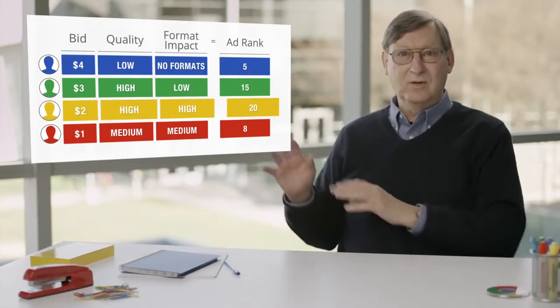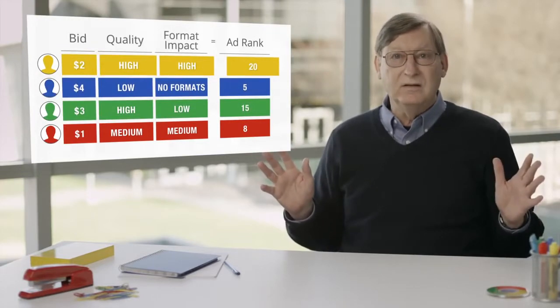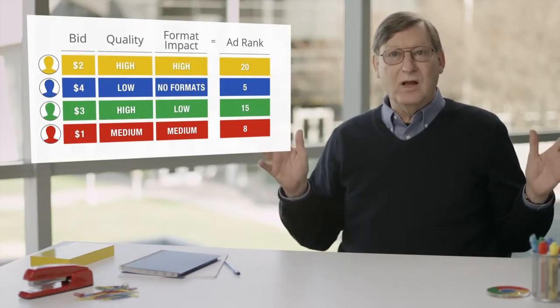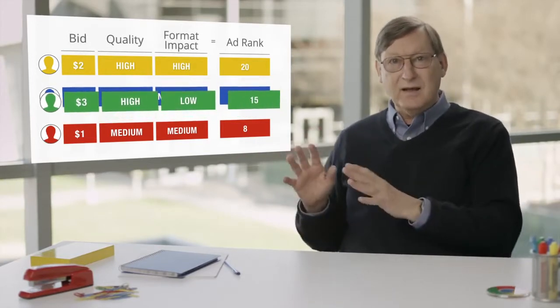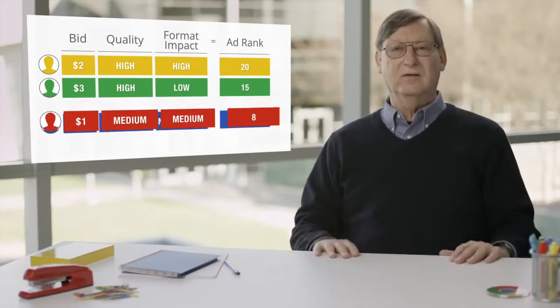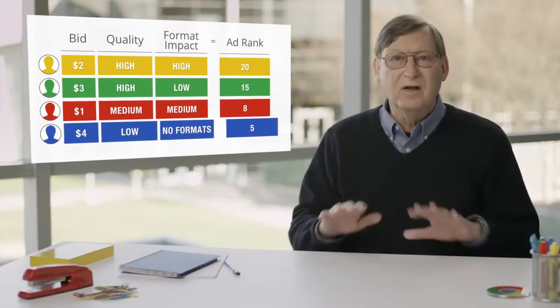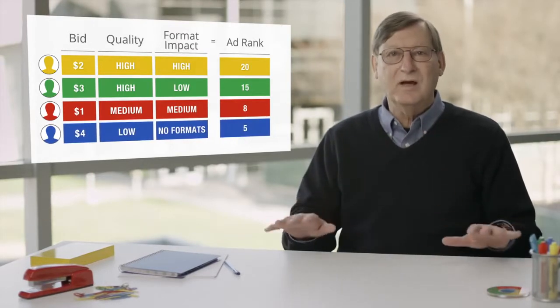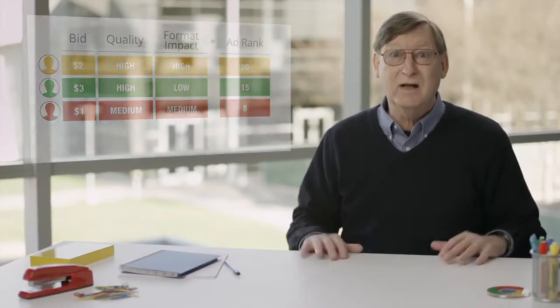So with this ad, with an ad rank of 20, it gets first position, even though it has a lower bid. Why? Because of its quality and formats. The second highest ad rank is 15, so that ad gets position 2. And the third highest ad is 8, and it lands in position 3. The advertiser up here, who's bidding $4, has such a low quality and format impact that it doesn't get a position on the page at all, despite having the highest bid.